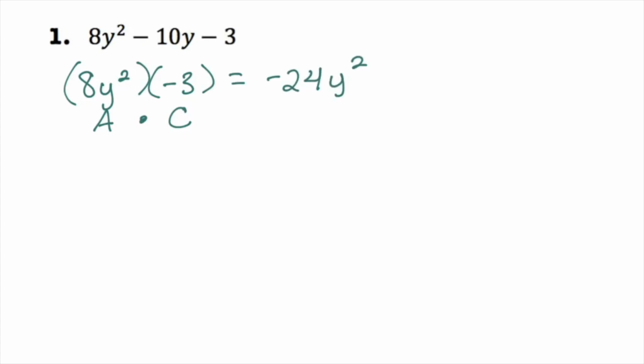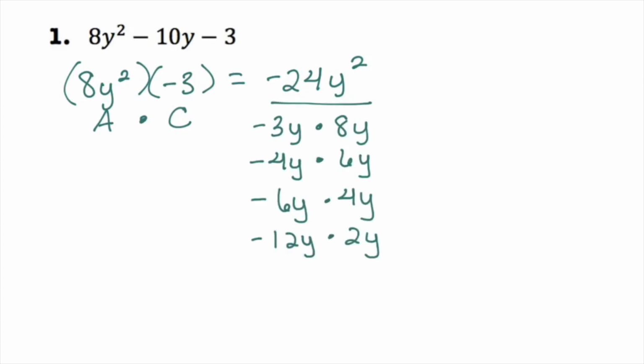Now we're going to list everything that multiplies to be negative 24y squared. What I like to do is start out with the small numbers, like negative 3, and think of everything that multiplies to be negative 3 times what, and that would be 8y. Then I go to 4, so that's negative 4y times 6y. Then I go to 5. 5 doesn't work, so I skip 5. Negative 6y times 4y will be negative 24y squared. And then 7, 8 we already did. 9, no. 10, no. 11, no. But 12 does. Negative 12y times 2y.